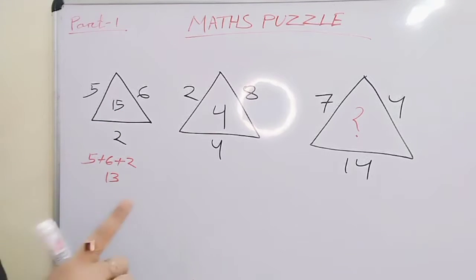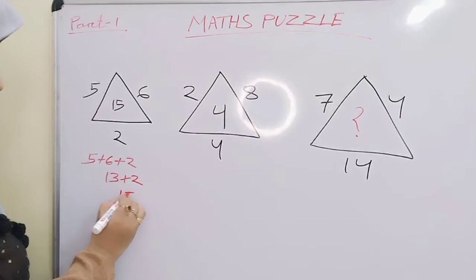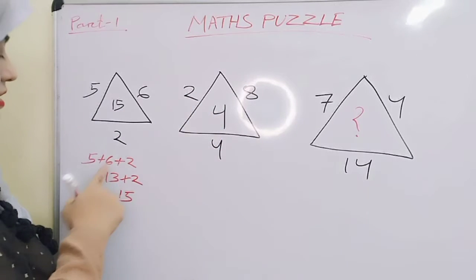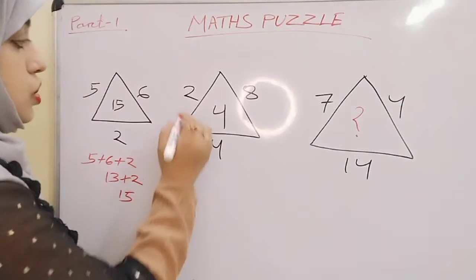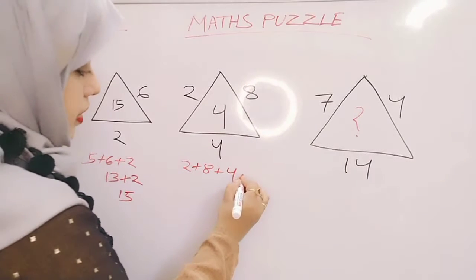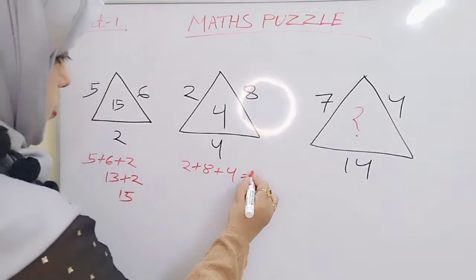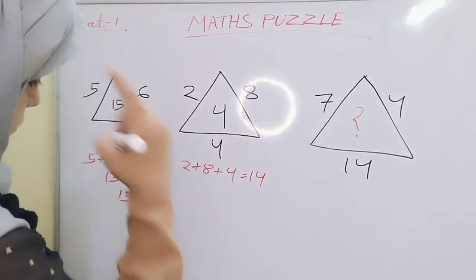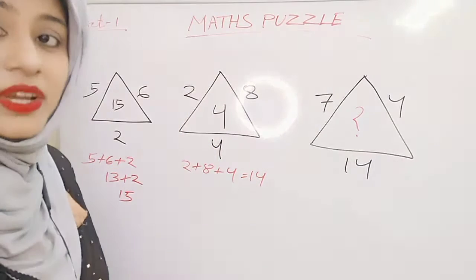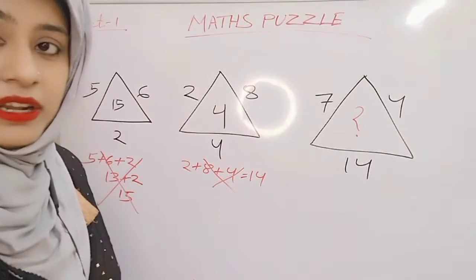So here is another way. If you add 2, you can get 15. Okay, you can get 15. So in this figure this is applicable. Let's see if the same pattern is applicable here or not. So first you have to add these numbers, 2 plus 8 plus 4. So what is this? This is 14. Okay, so 14 is not here, here is only 4. That means this technique is not available.